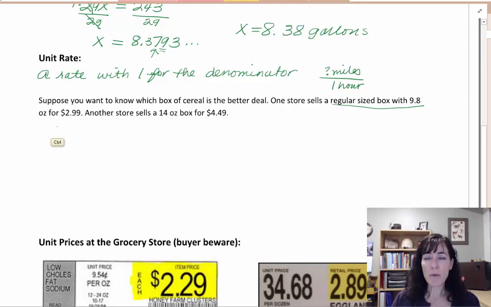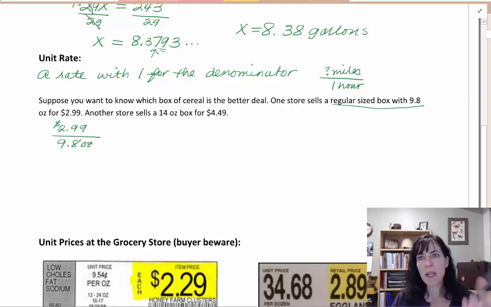So when I write this one for the first box, I'm going to put the $2.99 in the numerator, and I'm going to put the ounces, 9.8 ounces, in the denominator. And that will give me a unit rate. Right now it doesn't look like it because I have dollars over ounces, and I have a number in the numerator and the denominator, on top and on the bottom.